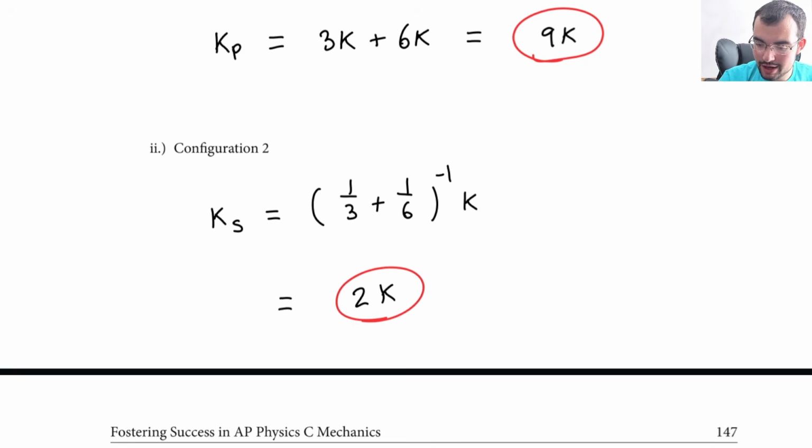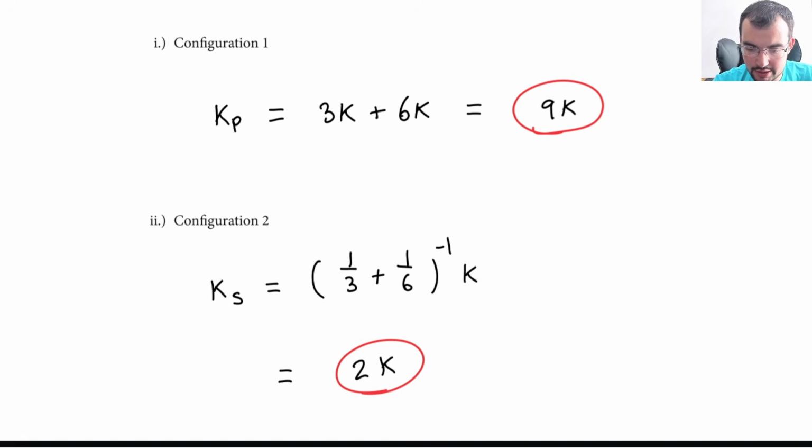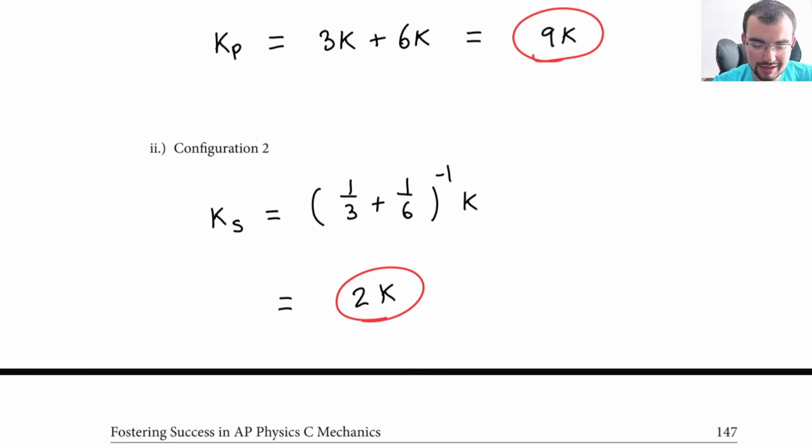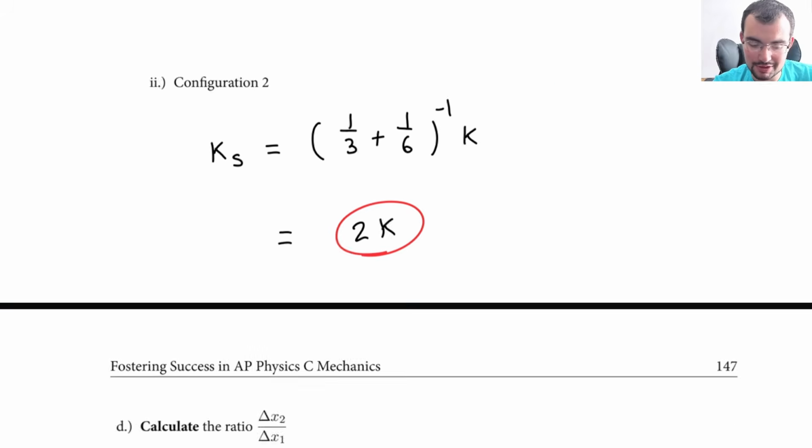Another thing you can check is that the formula reduces to this if you actually work it out for two springs. So product over sum: 6 times 3, which is 18, divided by 6 plus 3, which is 9. That's another way of looking at it. But we do see that we get a larger than 6 spring constant for the parallel and a lower than 3 spring constant for the series.